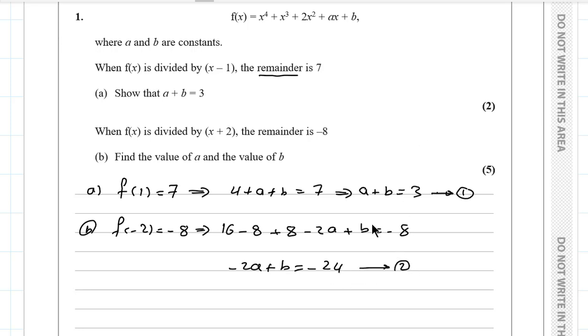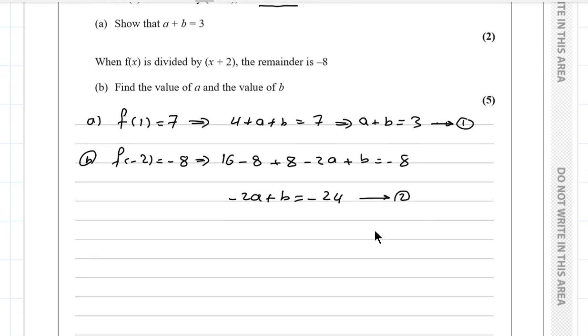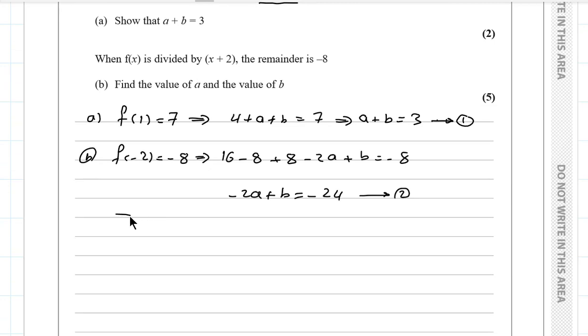Solving these equations simultaneously by subtracting, we can say equation number 1 minus equation number 2. We will have a minus minus 2a, which means 3a, and then b minus b will cancel, and 3 minus minus 24 will be 3 plus 24, which is 27. So a equals 9. In equation number 1, b equals 3 minus 9, which means that b equals minus 6.